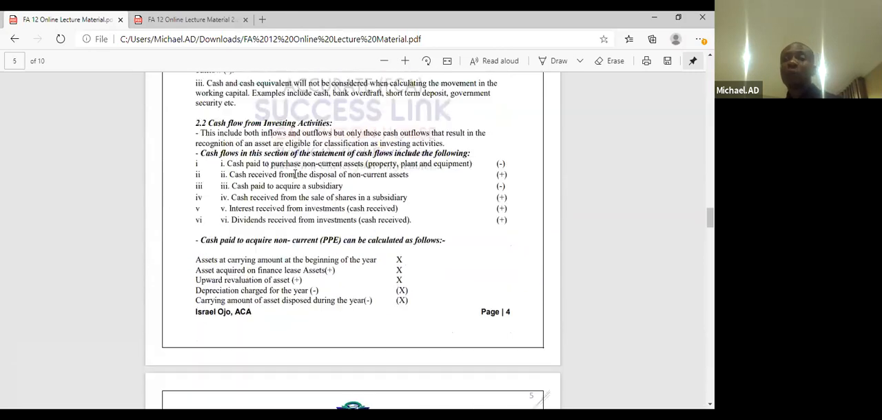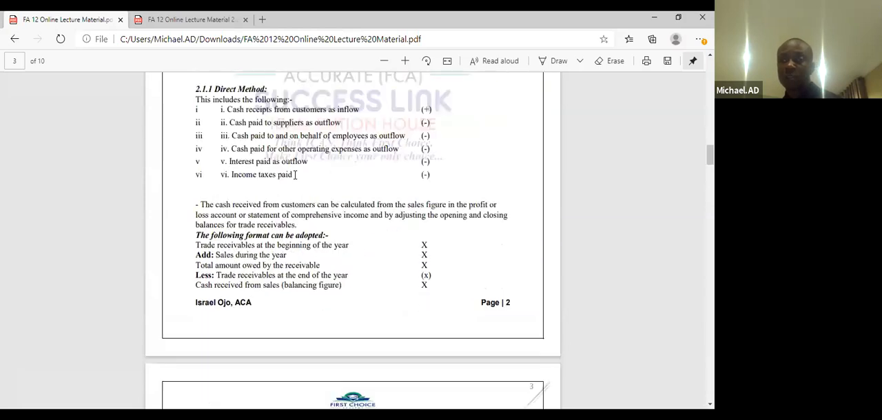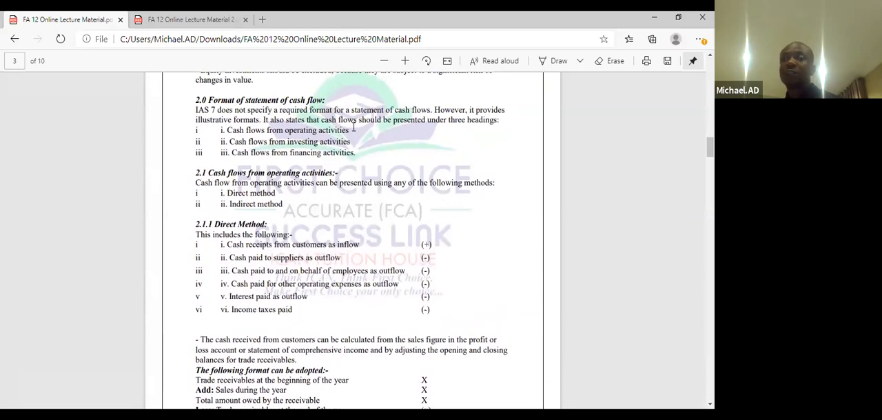cash flow. Basically, the operating activities are the day-to-day running of the business. The investing is when you buy an asset. You want to know, did you sell an asset? Did you buy it? Which one is increasing? Which one is decreasing? And the financing activities: did you borrow money? Did you increase your capital, your share capital, and so on and so forth? So these are the activities that you look at to know your cash flow.